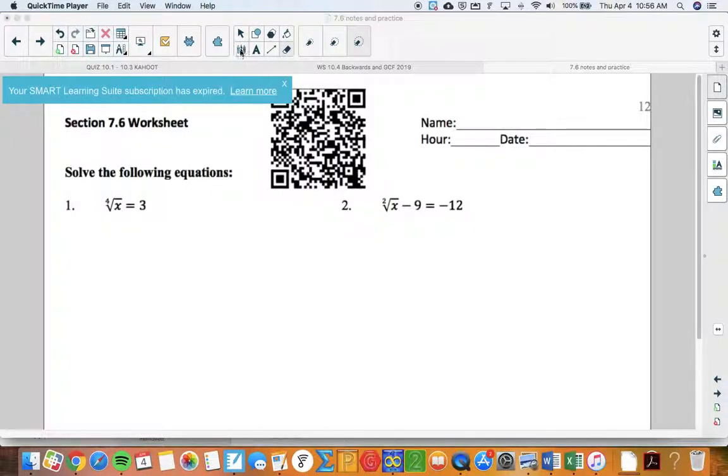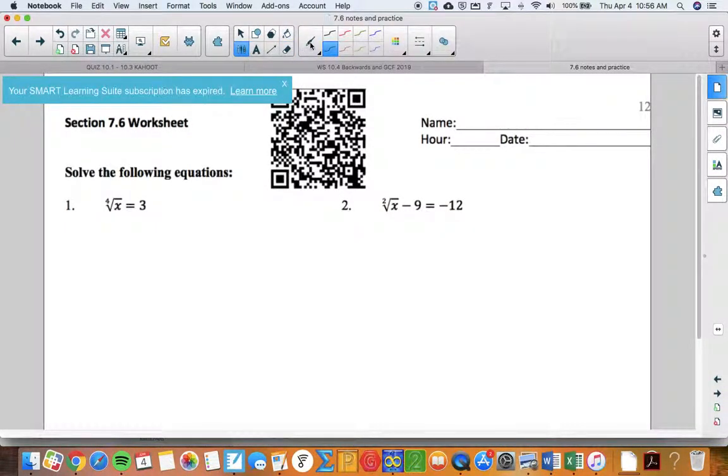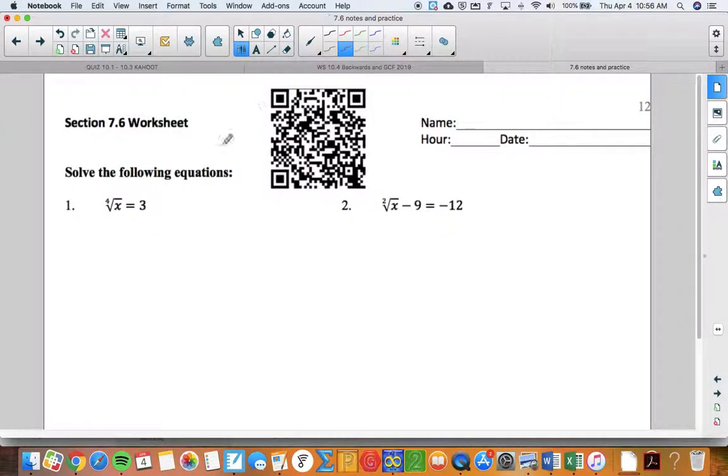Hey folks, we're doing worksheet 7.6, looking at solving equations. But you're going to see here that there's going to be some radicals involved with this. We're going to be taking square roots, cube roots, fourth roots, that kind of thing. Remember your solving skills. We're going to take our PEMDAS and we're going to undo things from the bottom up. I'll show you what that looks like in a little bit.